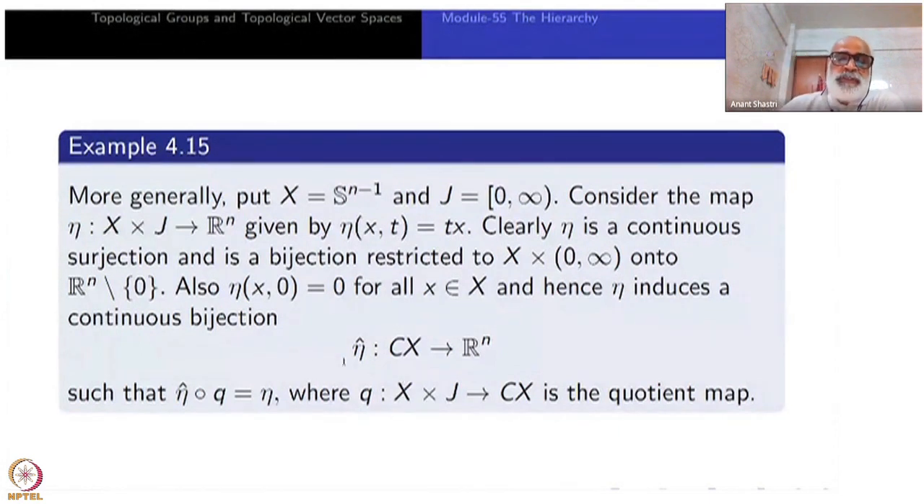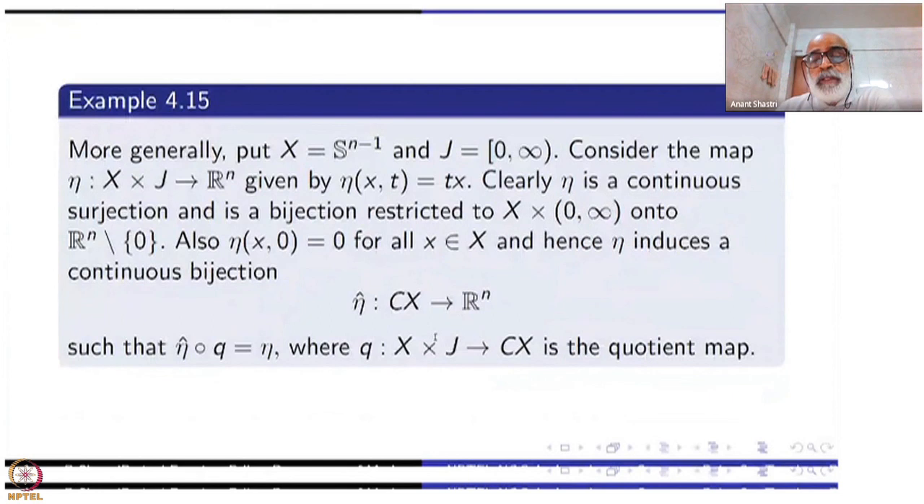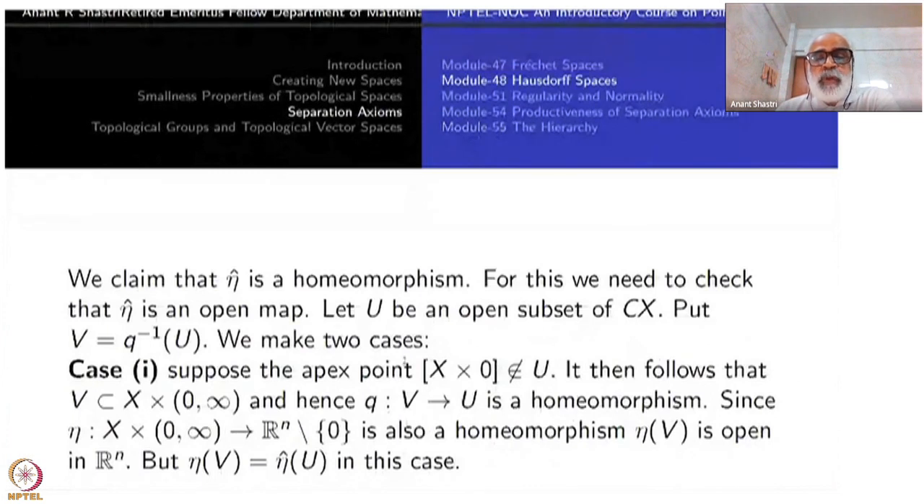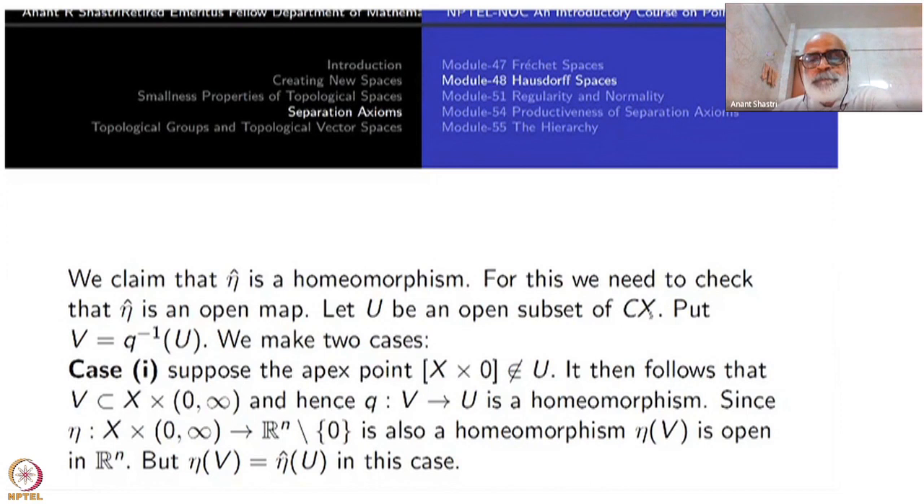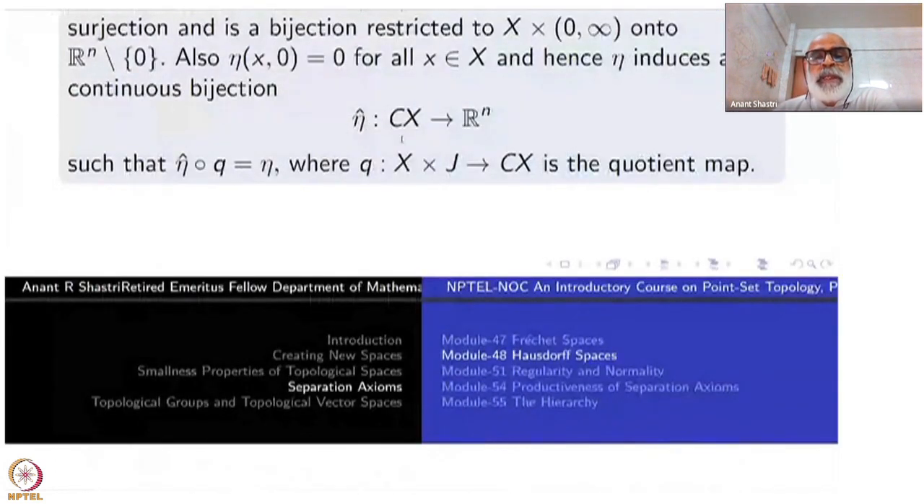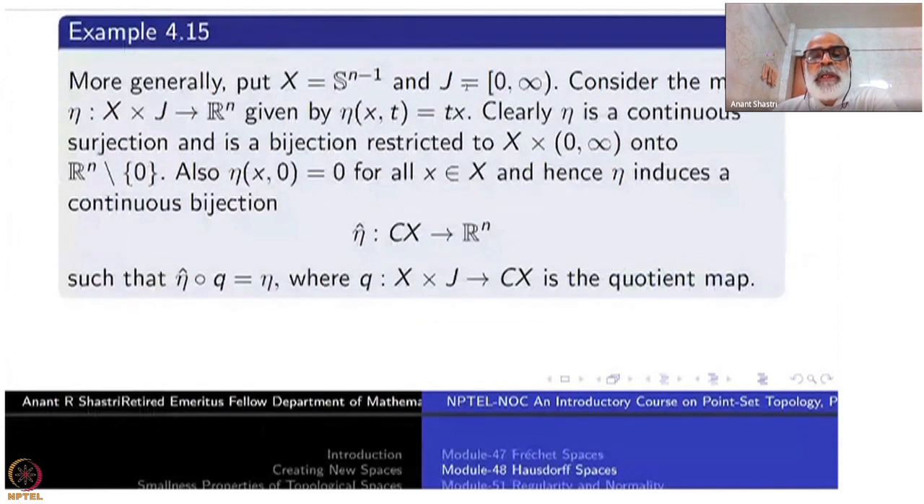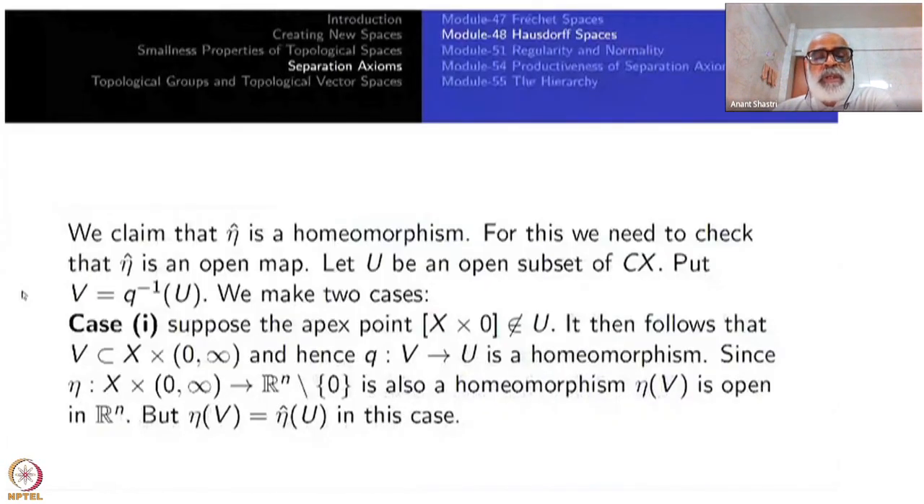Okay, so let us prove that one rigorously once and for all so that you won't have any doubt left in your mind. So we claim that eta hat is a homeomorphism. For this, we need to check eta hat is an open mapping or a closed mapping, okay? Let U be an open subset of Cx. Put V equal to Q inverse of U. See, I start with a subset here, but then I go to Q inverse of that, I am coming to X cross [0, infinity). Okay, that is my V equal to Q inverse of U.